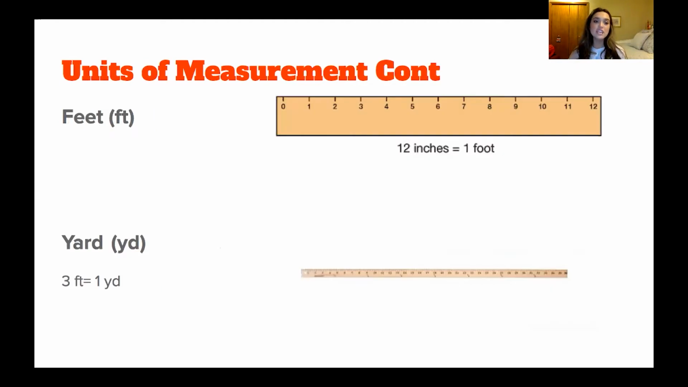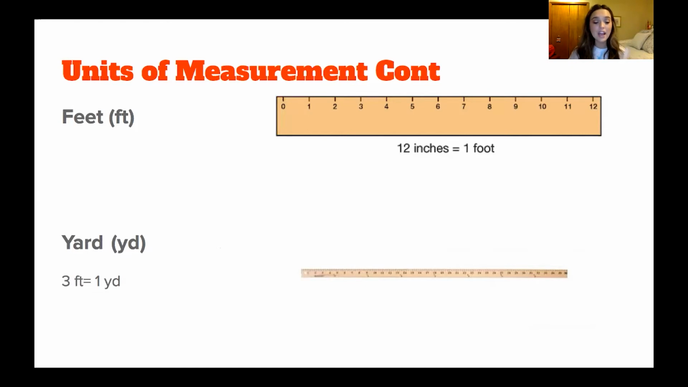All right, so these are 2 other units that I just wanted to talk about. We are not going to work with them today, but they are some of the most important that you will hear about, and they'll come up the most often. So again, I already talked about feet. So 12 inches, 1 ruler, is 1 foot.